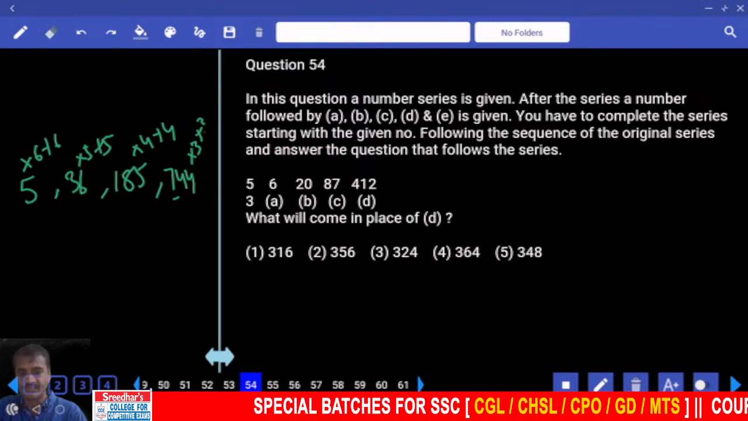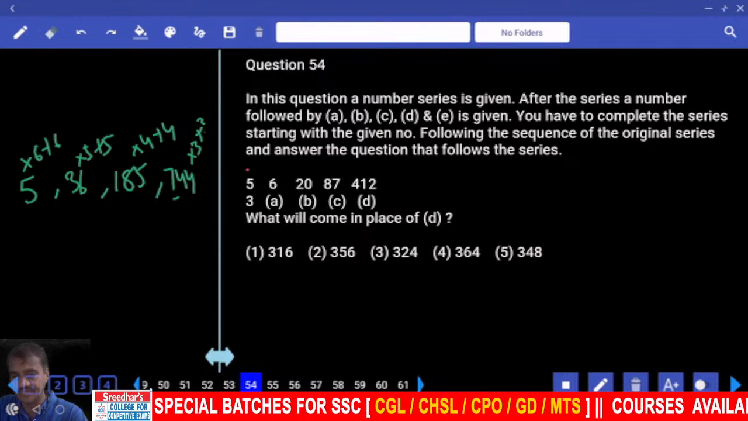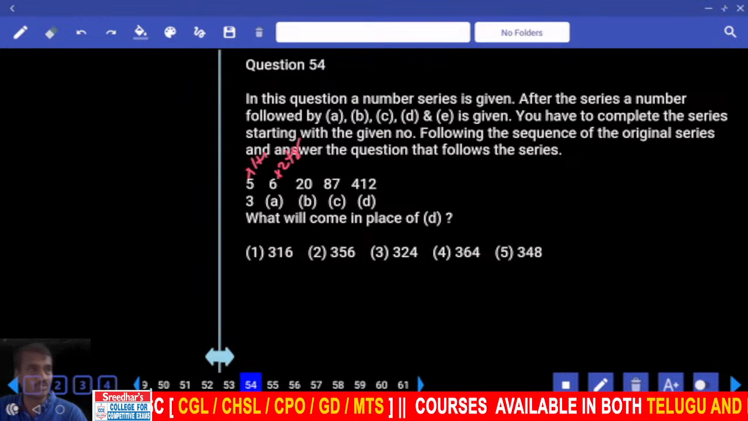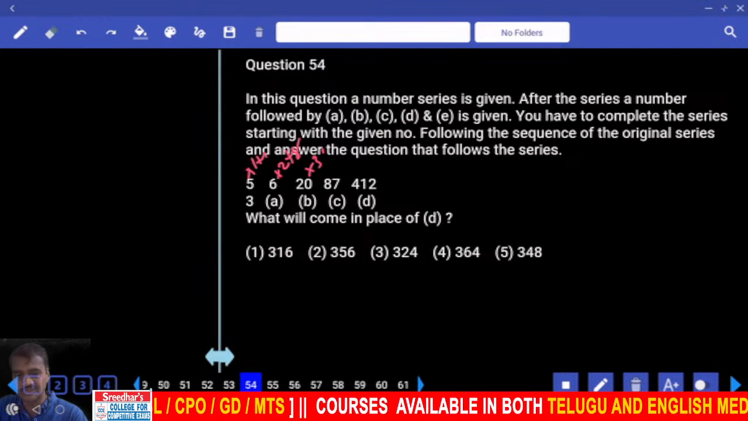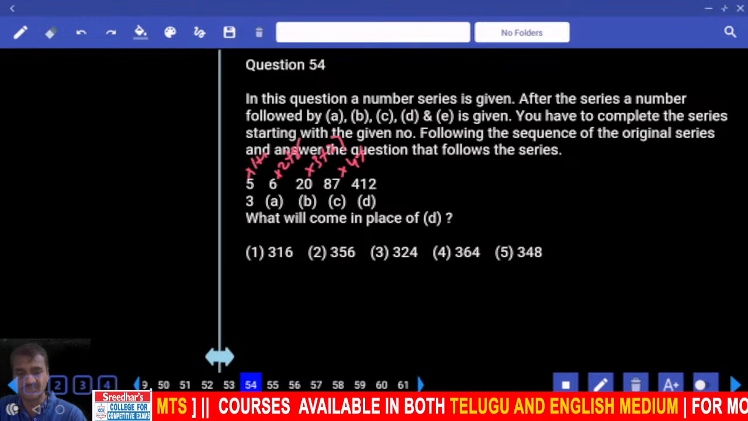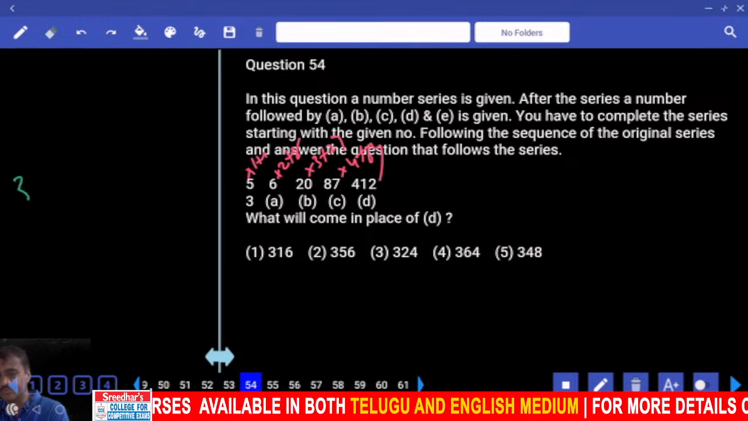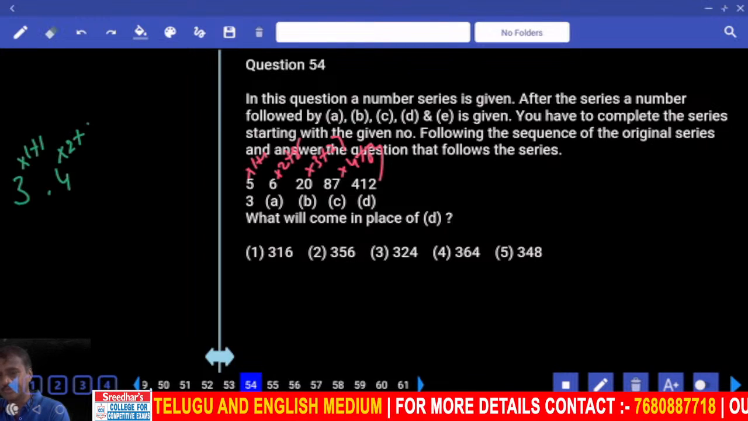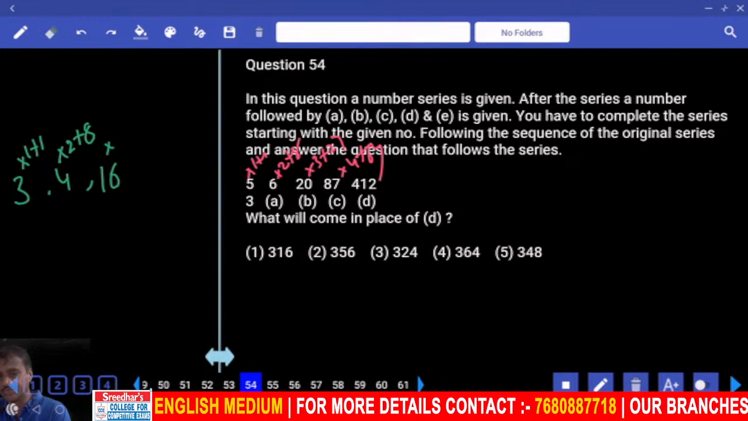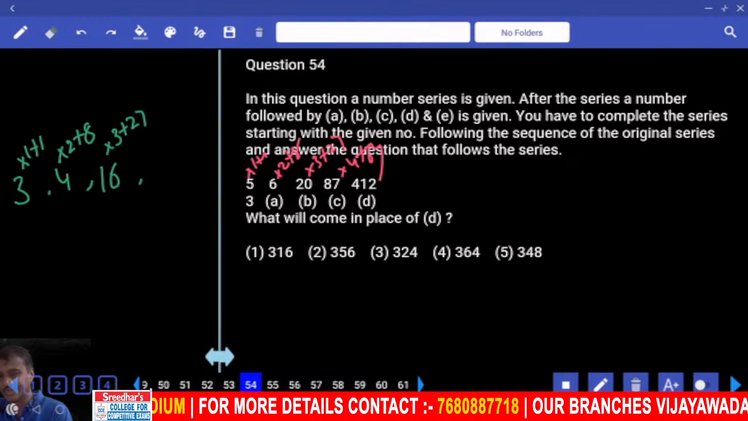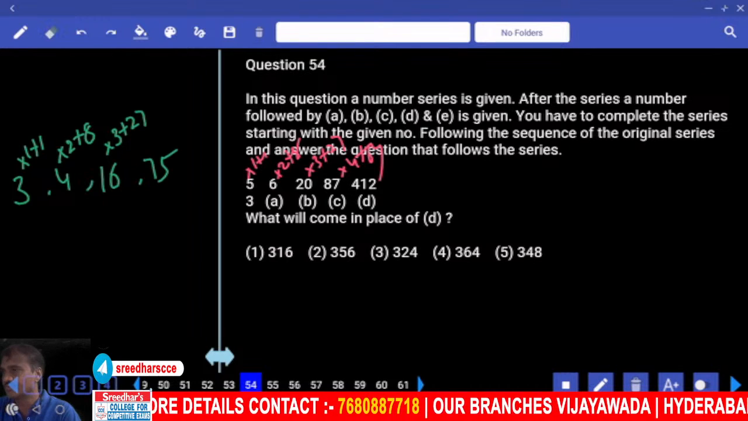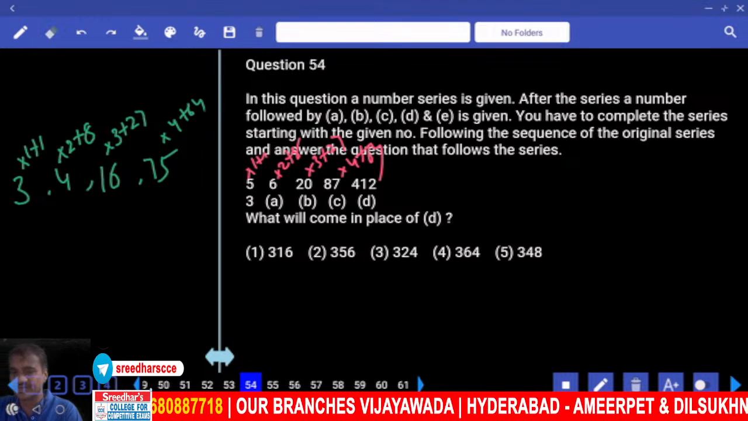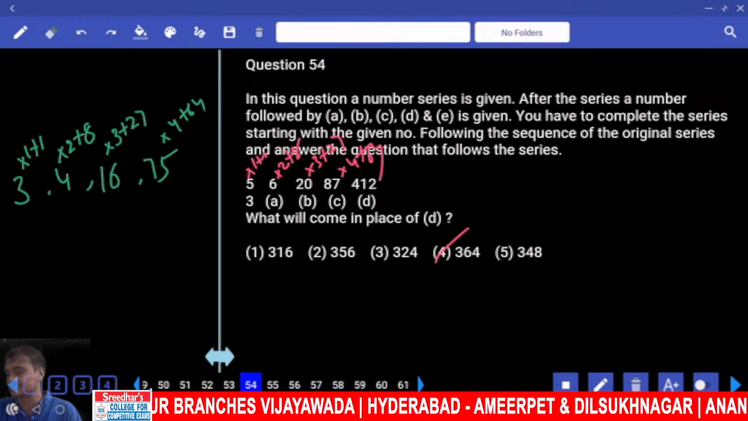Now in this 54, 5 and 6. Now 5 into 1 plus 1 cube. Now 6 into 2 plus 8. Into 1 plus 1 cube, into 2 plus 2 cube, now into 3 plus 27, into 4 plus 64. Similarly starting with 3: 3 into 1 plus 1 cube, that is 4. 4 into 2, 8 plus 8, 16. Now 16 into 3, 48 plus 27, 75. And 75 into 4 plus 64, 300 plus 64, 364 is the choice.